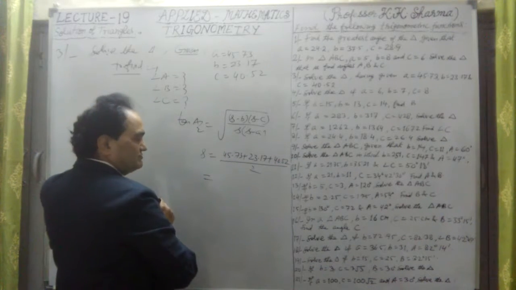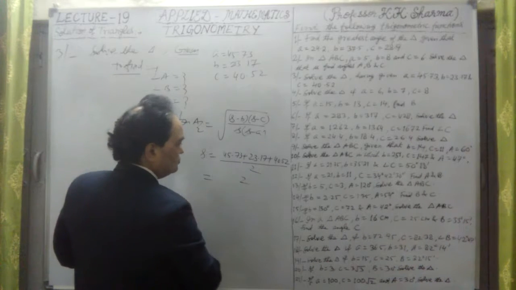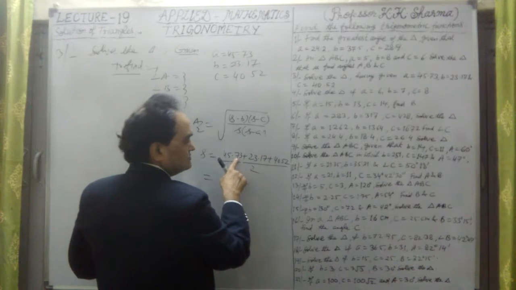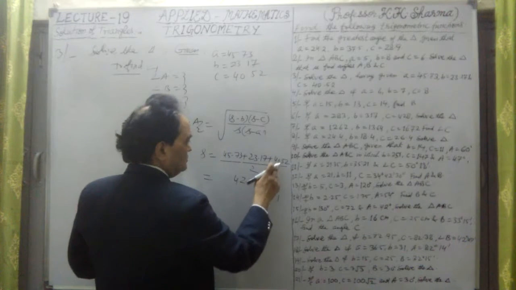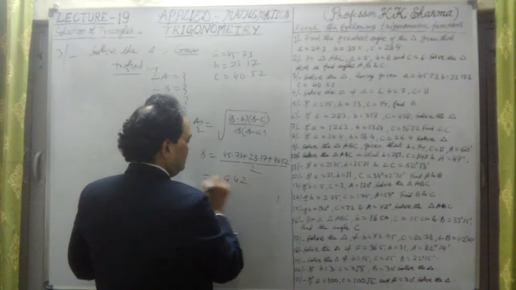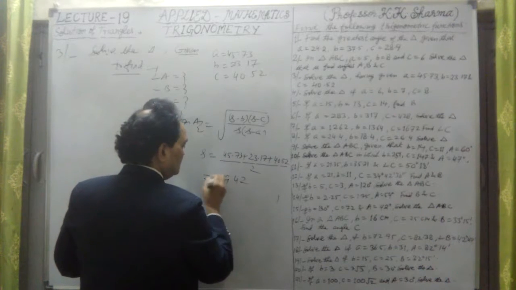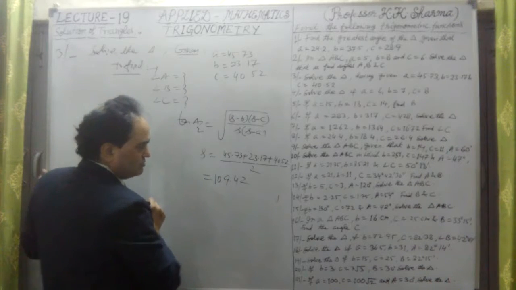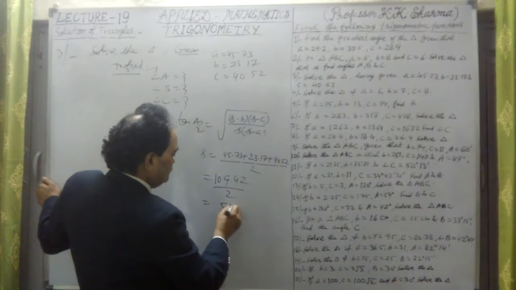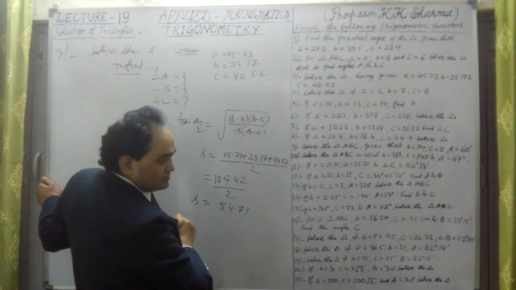Okay, so let me find the semi-perimeter. Adding step by step, the total addition of all these values is 109.42. Dividing by 2 gives 54.71, which is the value of small s.